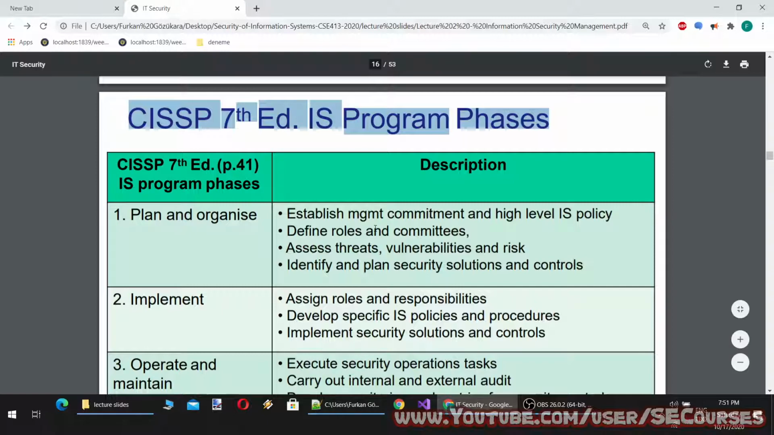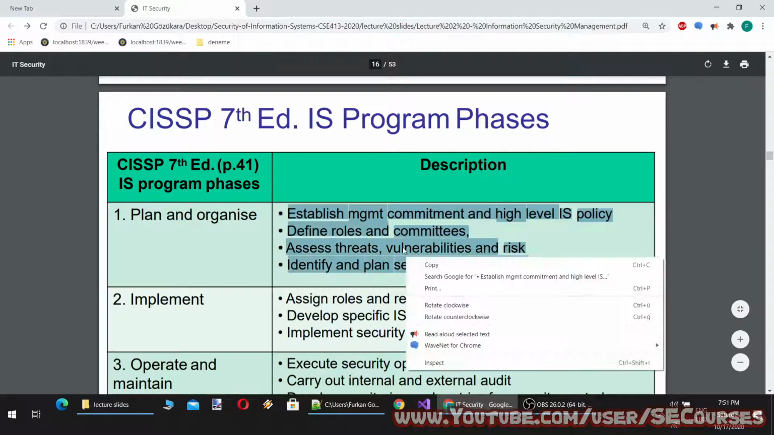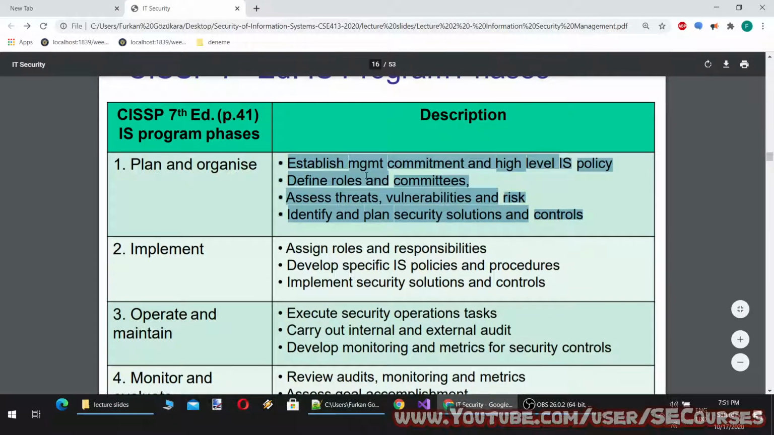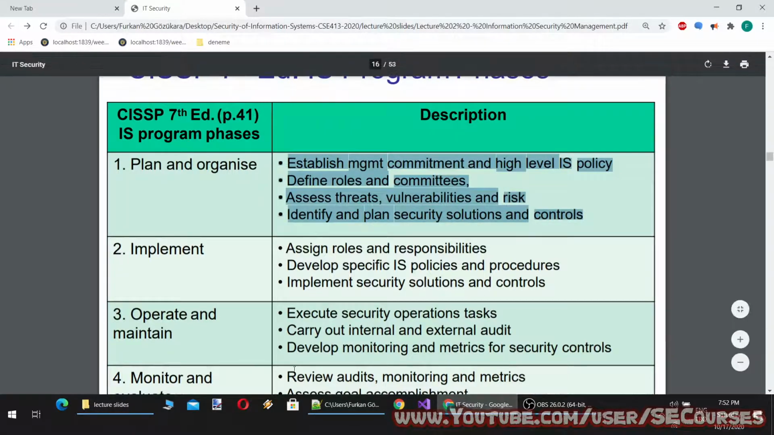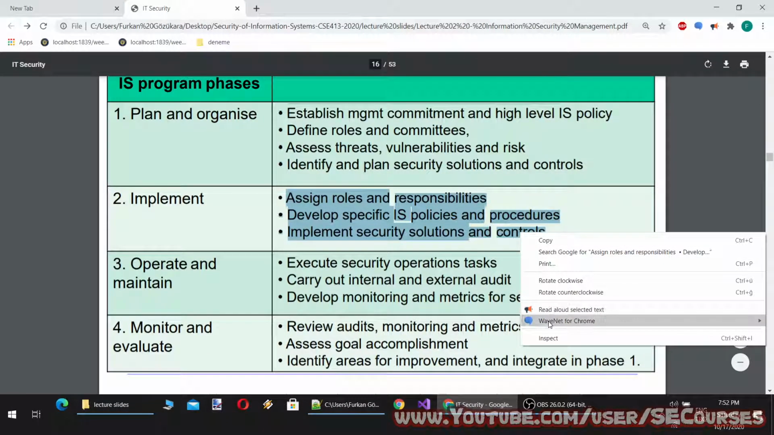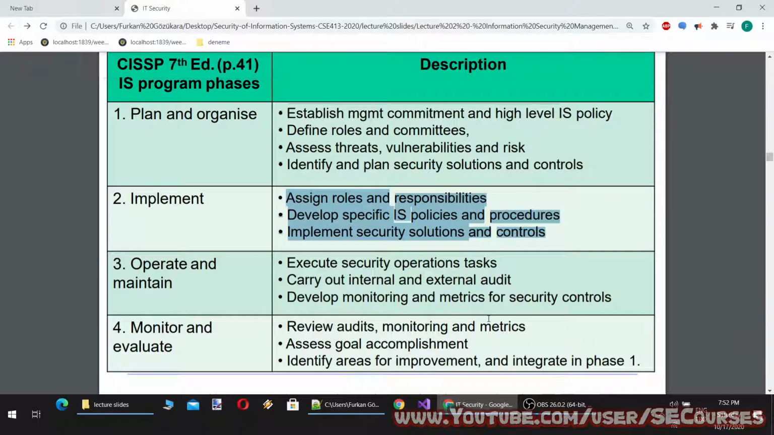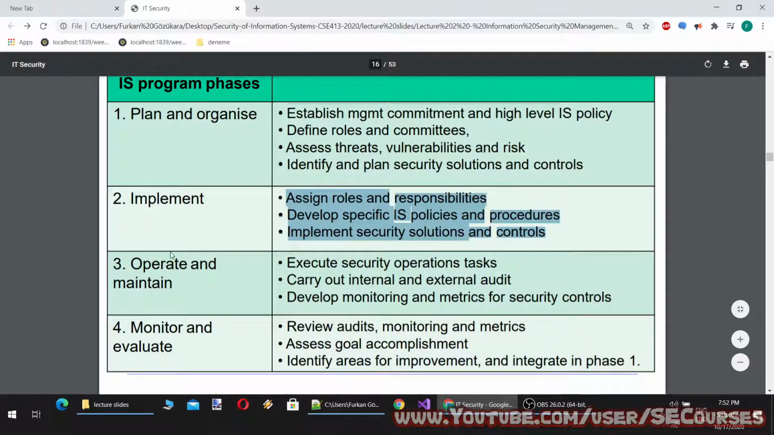CISSP 7th edition, IS program phases. One: plan and organize. So we will see the program phases. Establish management commitment and high-level policy, define roles and committees, assess threats, vulnerabilities and risk, identify and plan security solutions and controls. So we first make a plan and organize what we need. Then we implement them. Assign roles and responsibilities, develop specific IS policies and procedures, implement security solutions and controls.